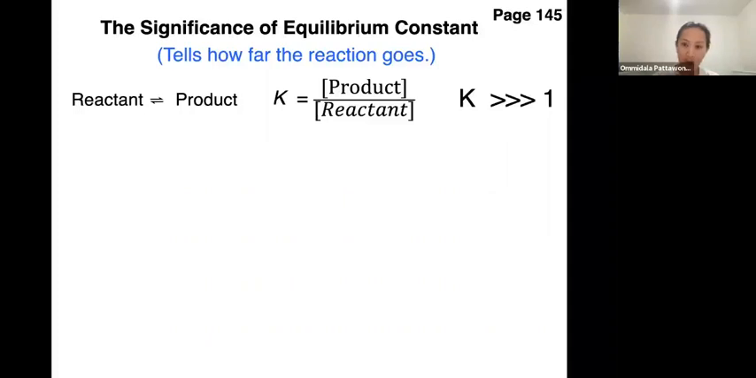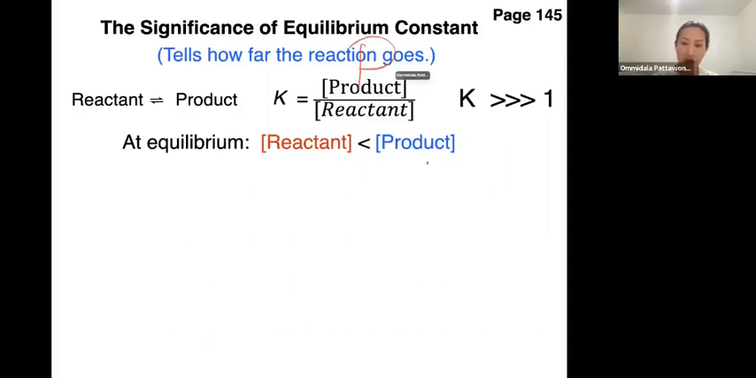Okay, so that means at equilibrium, when K is greater than 1, it indicates that you are going to observe more of the product than the reactant, right? Because if you think about this, if you have a big numerator and a small denominator, you are going to end up with a large value greater than 1. So what does it mean then?